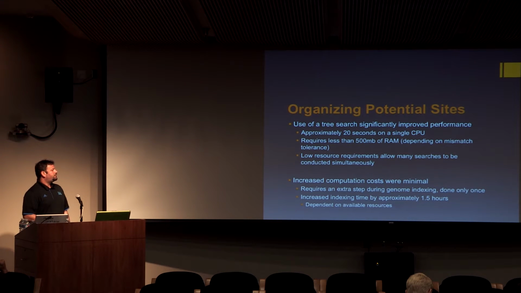So the results of this, it ended up taking now only about 20 seconds to search on a single CPU, and that's with 3 mismatch tolerance. If the mismatch tolerance is looking for perfect matches, the search time is actually less than 1 second. It requires less than half a gig of RAM, and again, only 1 CPU. And these low resource requirements mean I can get resources on cluster systems much more quickly, and I can get much more of them. The increased computational costs were minimal. It requires an extra step during the indexing, which makes it easy, because you only index once. And it increases the index time by about 1.5 hours, where it was originally about 2 hours, it now takes about 3.5.